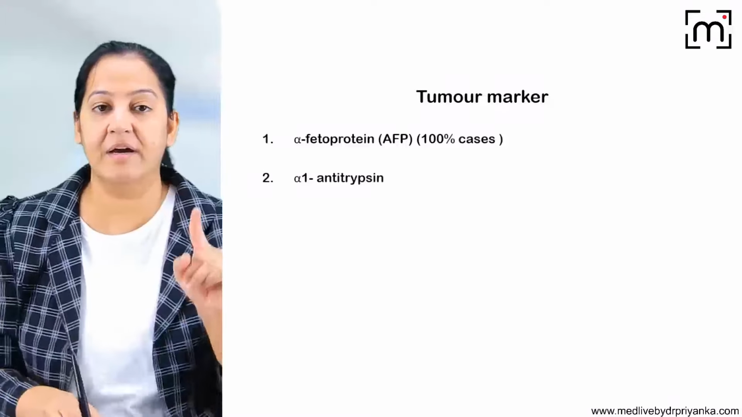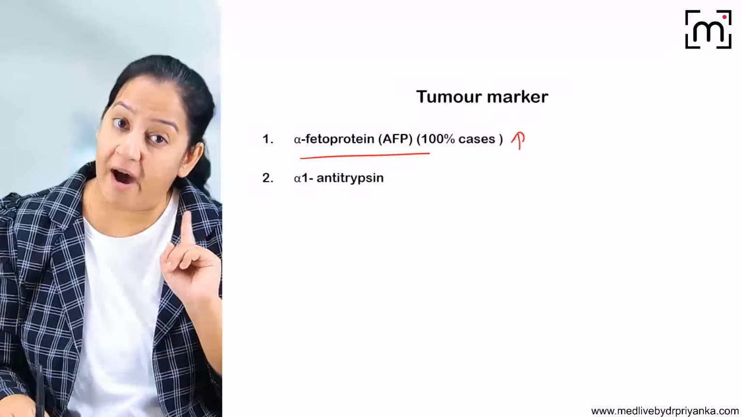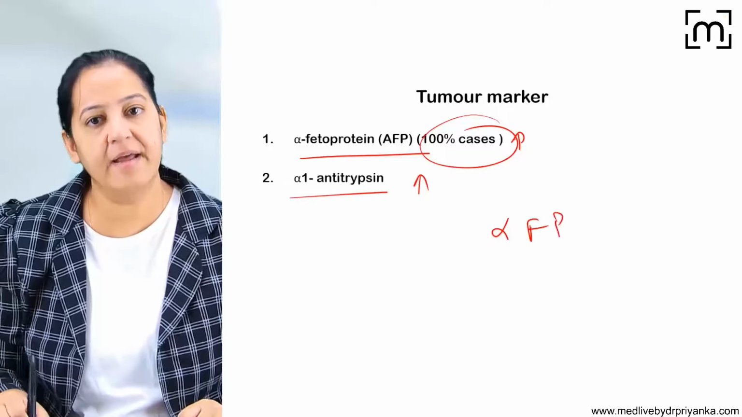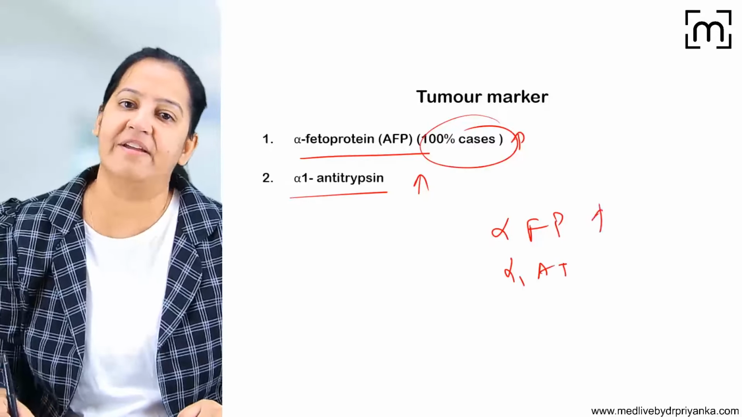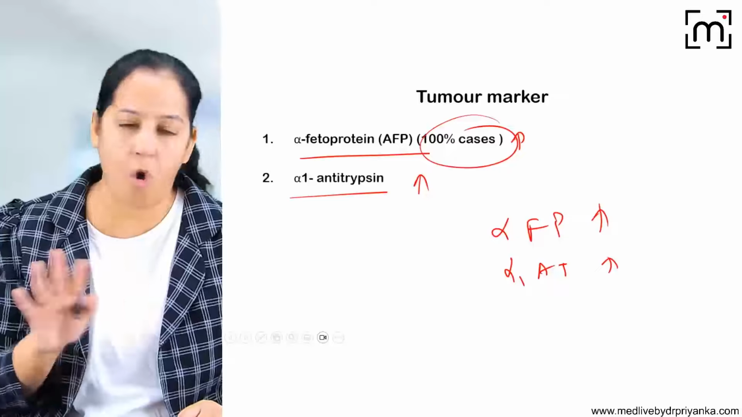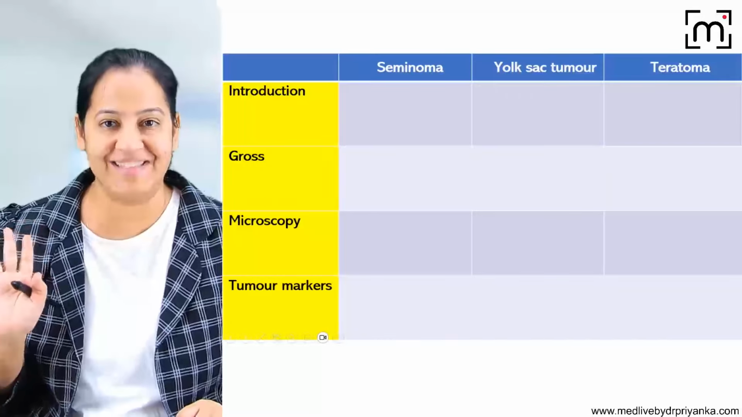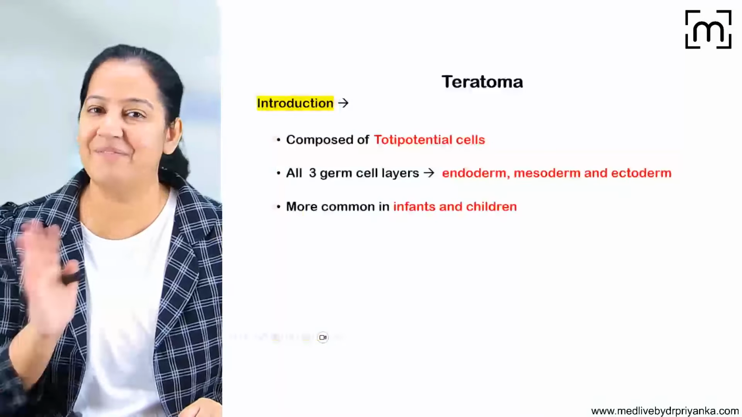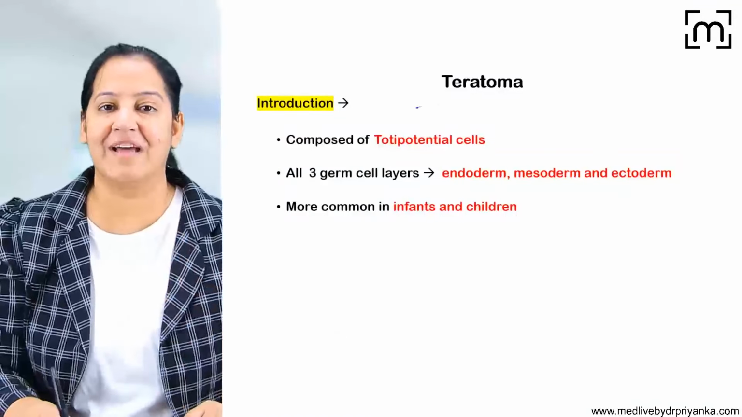Now the tumor marker here, alpha-fetoprotein is raised in 100% cases, and alpha-1 antitrypsin. So alpha-fetoprotein and alpha-1 antitrypsin are elevated in Yolk Sac tumor. It is not OCT, KIT and PLAP. No, it is not like seminoma. So we are done with seminoma. We are done with Yolk Sac tumor. Coming on to the last one, teratoma, and we will compare the 3.